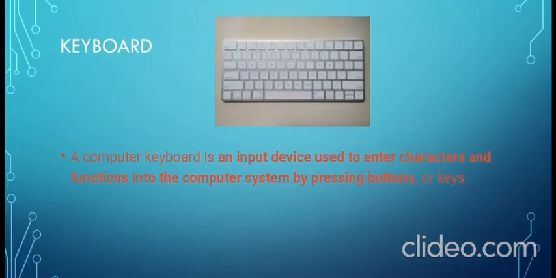Next is keyboard. A computer keyboard is an input device used to enter characters and functions into the computer system by pressing buttons or keys. A keyboard is for putting information, including letters, words, and numbers, into your computer. You press the individual buttons on the keyboard when you type. The number keys across the top of the keyboard are also found on the right of the keyboard. The letter keys are in the center of the keyboard. So this is how keyboard works.